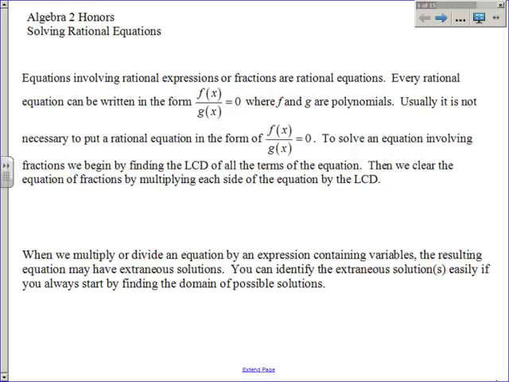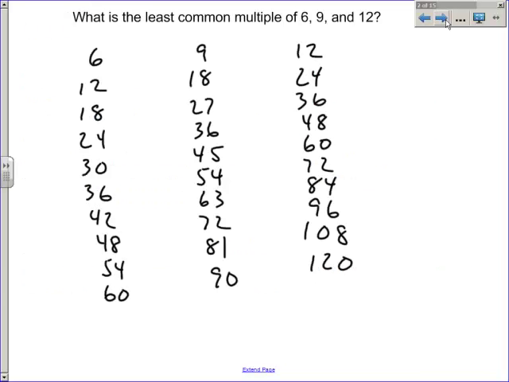Before we divide or multiply through by the least common denominator, though, I want to make sure that we understand what a least common multiple is, which is how we're going to get our least common denominator. So what I asked is, what's the least common multiple of 6, 9, and 12? The first thing I did is I just wrote out the first 10 multiples of each of these numbers. In order to be a least common multiple, it has to be a multiple of all three of the numbers. So I look for a value here that is a multiple of all three numbers. The first one I come to is actually going to be the smallest. Notice that 36 is the least common multiple of 6, 9, and 12.